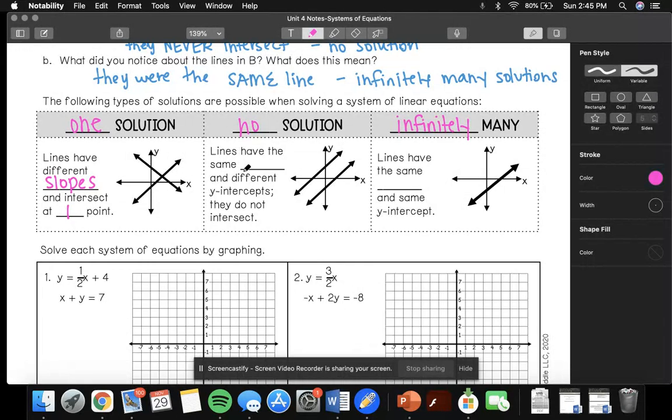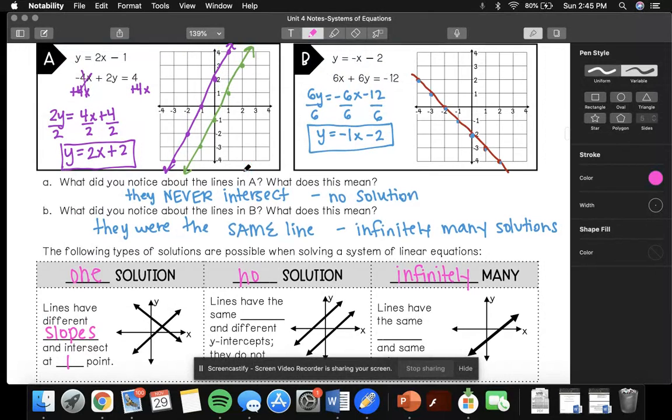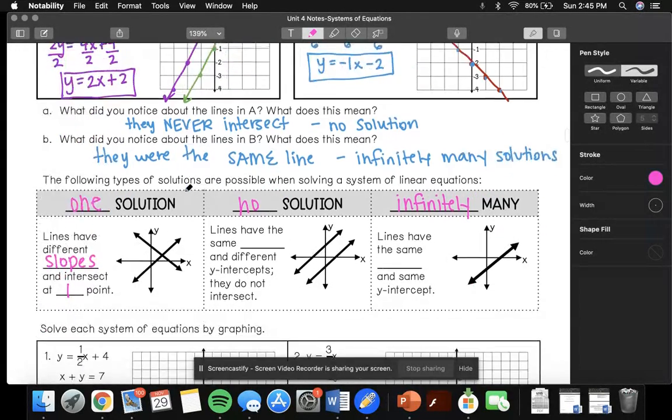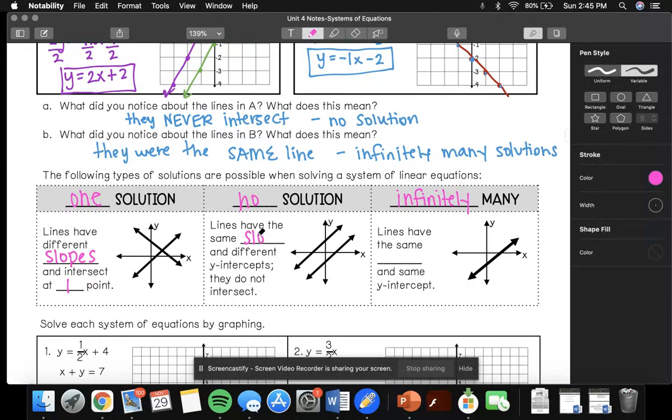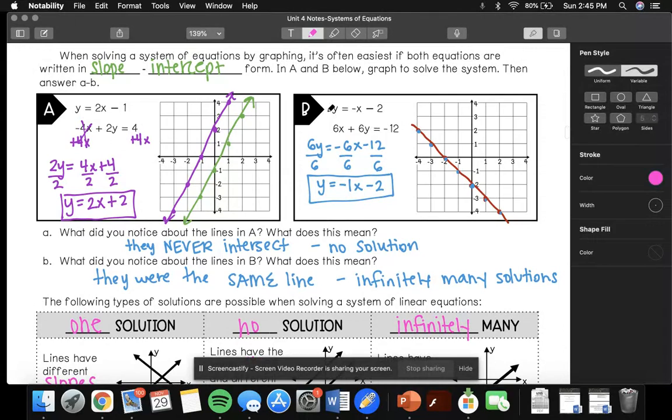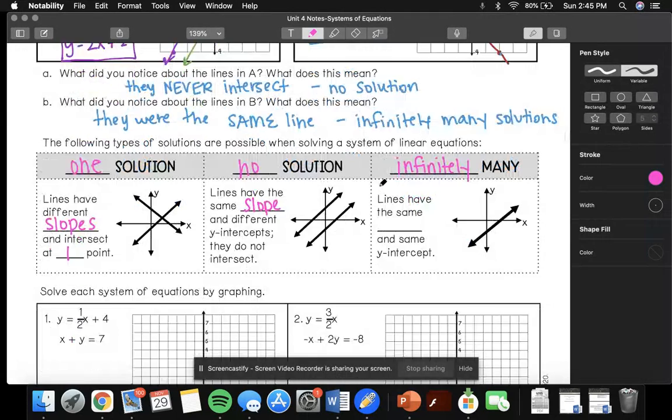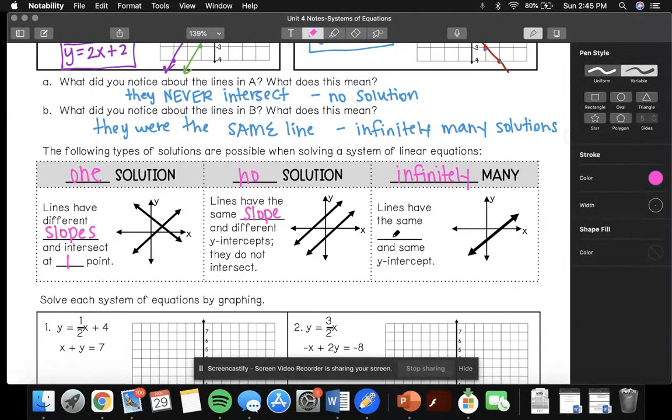So something to notice about the ones that were parallel, or they never crossed, you notice that they have the same slope, they have the same steepness, but they started at different points. Okay, so lines that have the same slope but different starting points or different y-intercepts, they're never going to cross. So that means it would have no solution. Okay. Then part B, we notice that they have the same slope and the same y-intercept. They're the exact same equation. So lines that have the same slope and same y-intercept, which means they're the exact same equation, would have infinitely many solutions.